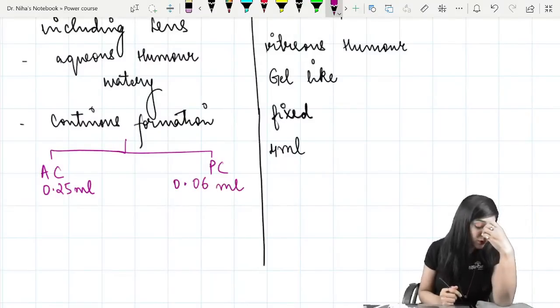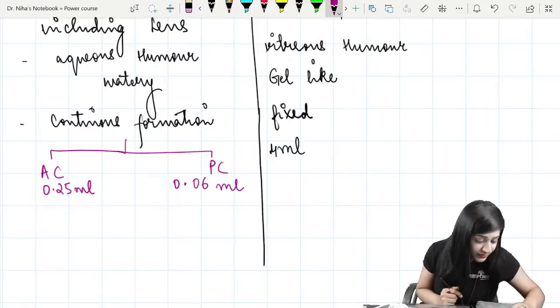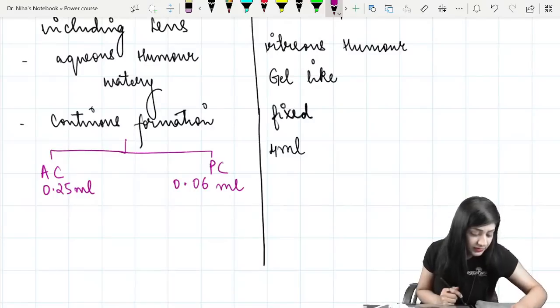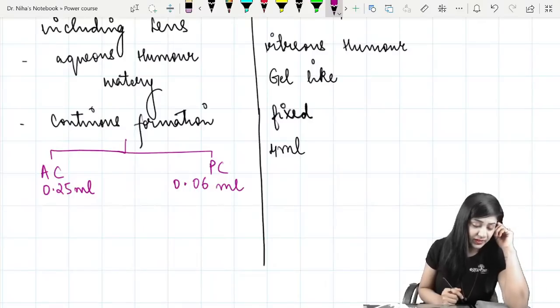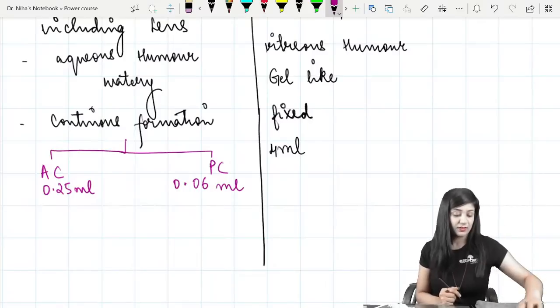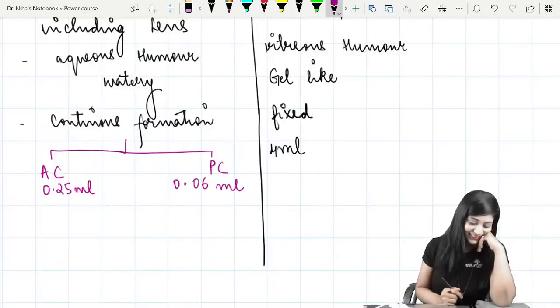0.06 ml. Beautiful. Who has drawn this beautiful one? It's very, very good. One heart to this diagram. Very good. And who made this pink? Aqueous humor pink? Don't draw aqueous humor pink.